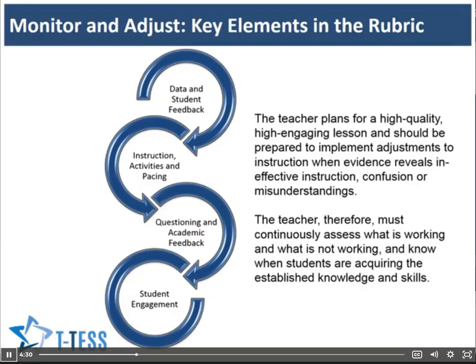To take this further and clarify, the teacher plans for a high-quality, high-engaging lesson and should be prepared to implement adjustments to instruction when evidence reveals ineffective instruction, confusion, or misunderstandings. The teacher, therefore, must continuously assess what is working and what is not working and know when students are acquiring the established knowledge and skills.